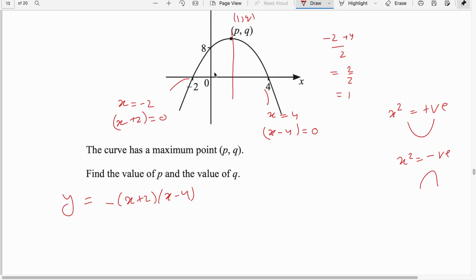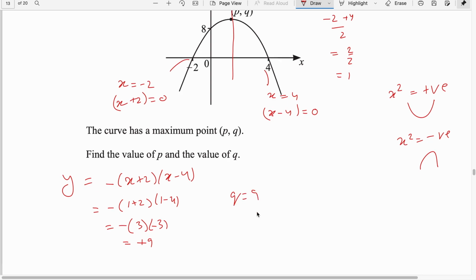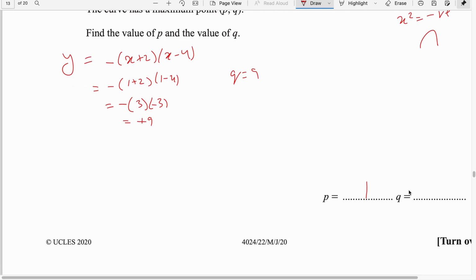Now we have these values. We need to find q when x is 1. So x is 1, (1 plus 2) into (1 minus 4). Negative sign stays there. This is 3 and 3 and you get minus 9 plus 9. So q equals 9. P is 1 and q is plus 9.